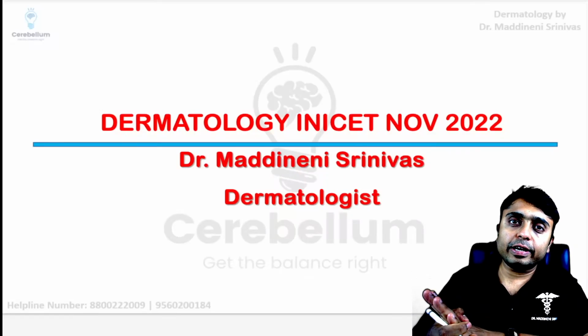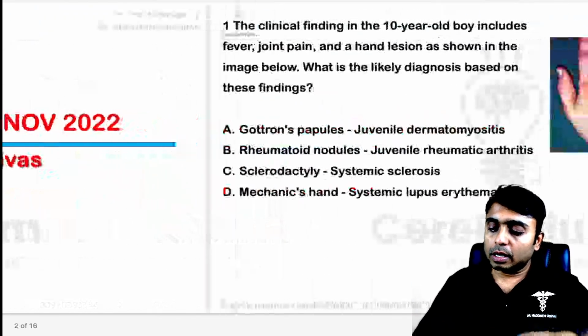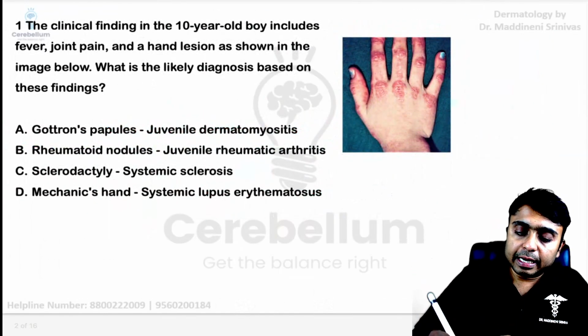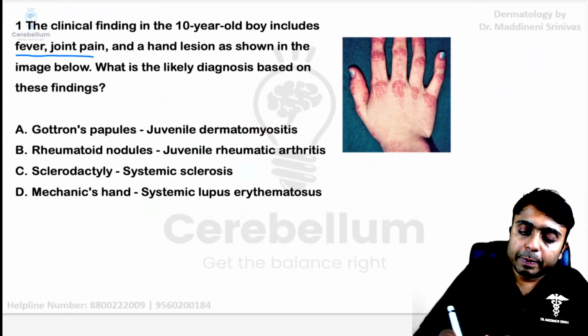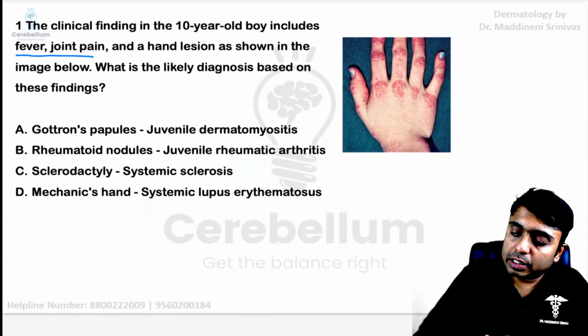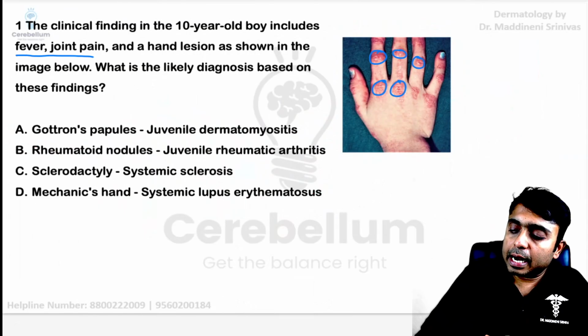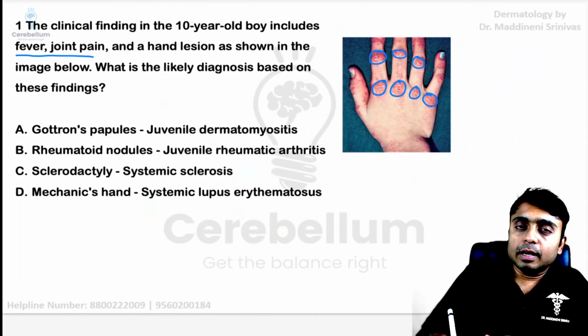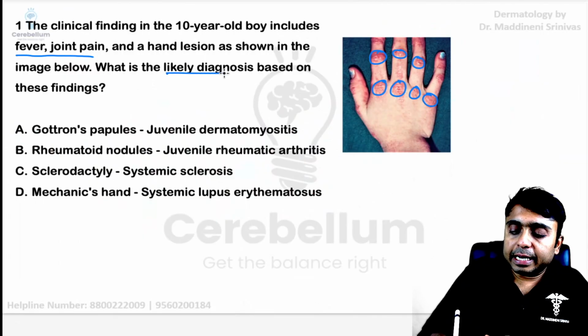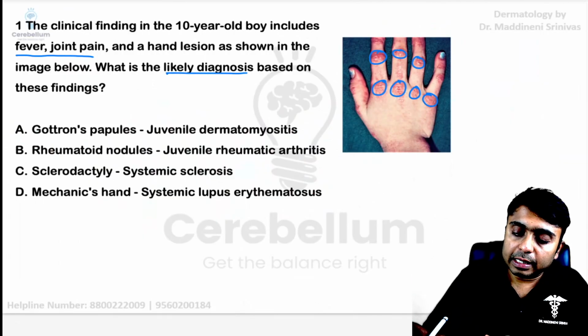So in this video, we are going to see the previous year questions from INICET November 2022. So this is the first question. The clinical findings in a 10-year-old boy include fever, joint pain, and hand lesions showing erythematous papules over the IP and MCP joints. The examiner is asking what is the likely diagnosis based upon these findings.